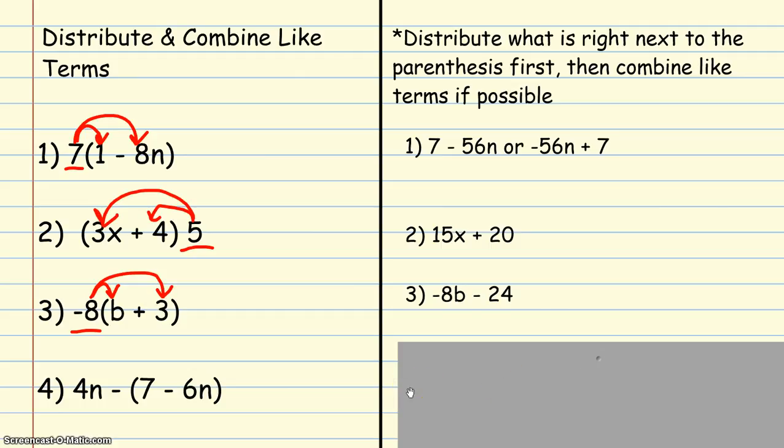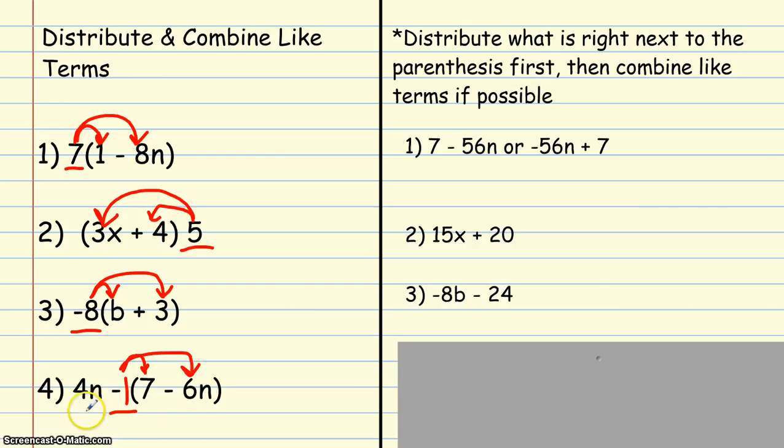Example number 4, we have 4n minus the quantity of 7 minus 6n. Now remember, sometimes there's an imaginary 1 that we as mathematicians know is there, but we just don't have to write it. This minus really means a minus 1. There's really a 1 here. So as we take a look, this negative 1 is right next to the parentheses, so we are going to distribute negative 1 times each thing inside the parentheses.